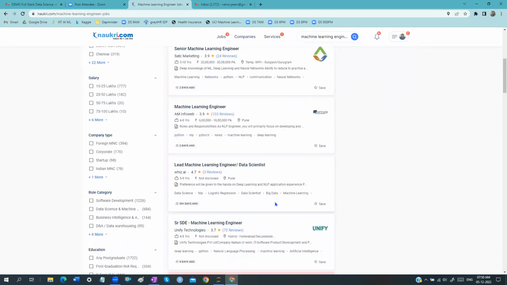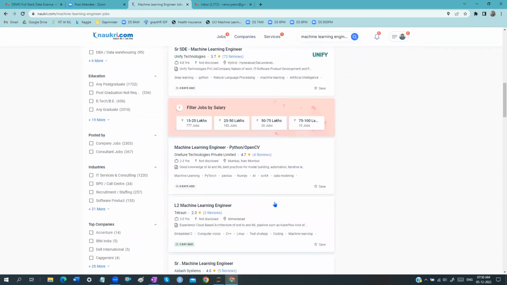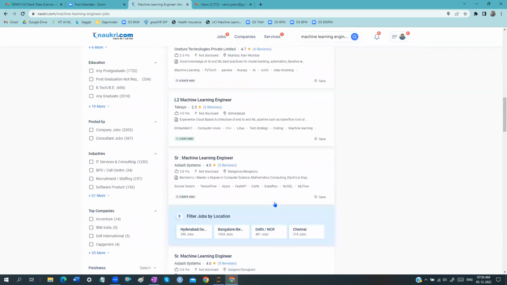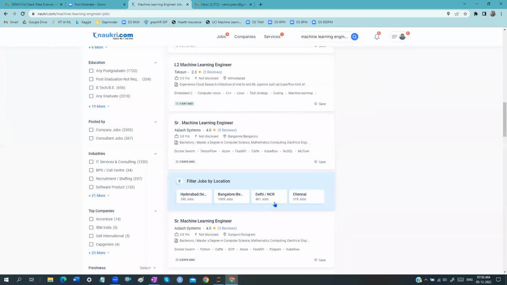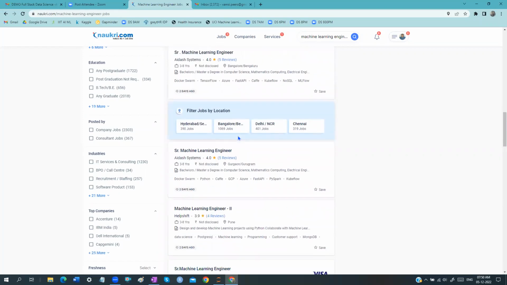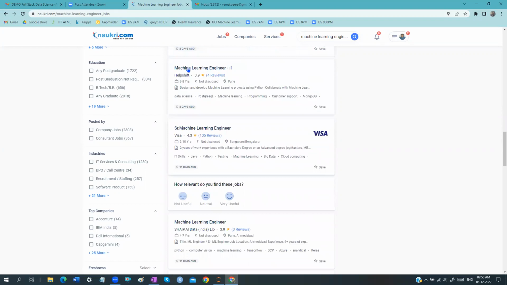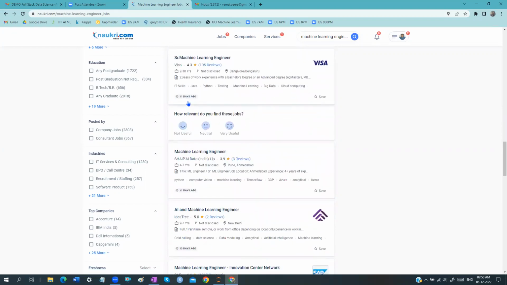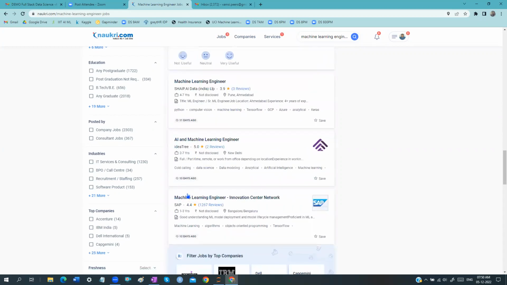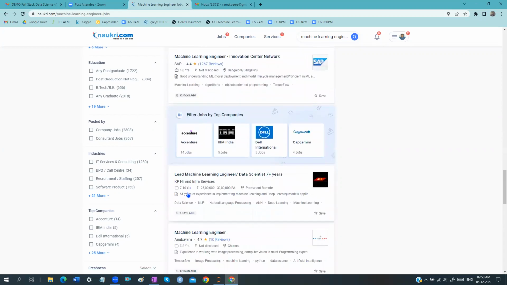See guys, all these are skill sets for the particular jobs we can see, and all these are the latest hot jobs. One day ago, two days ago, most of the jobs were posted somewhere around 2 to 10 days before only. It has not been months.